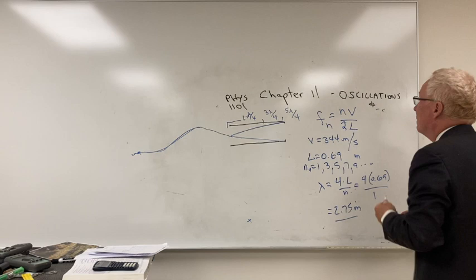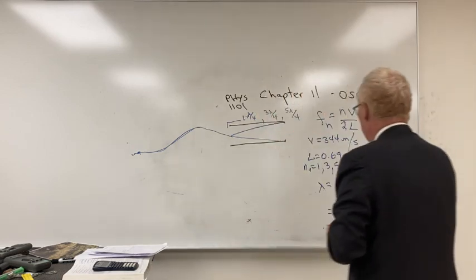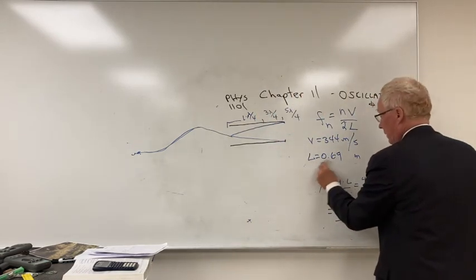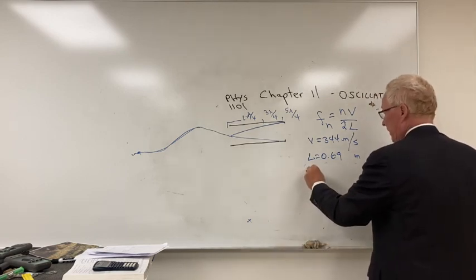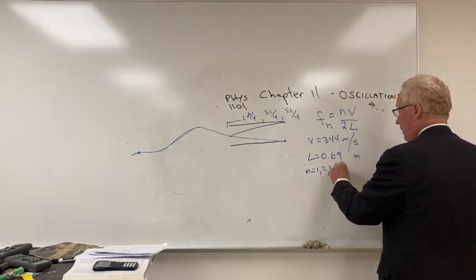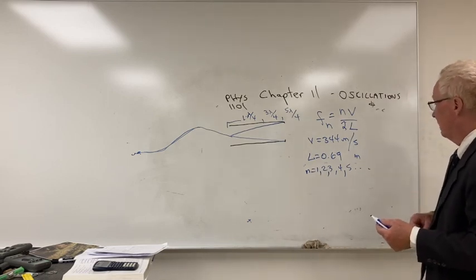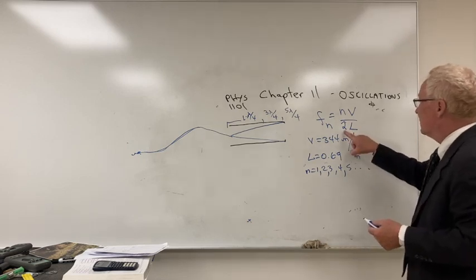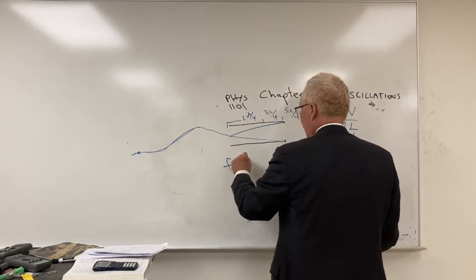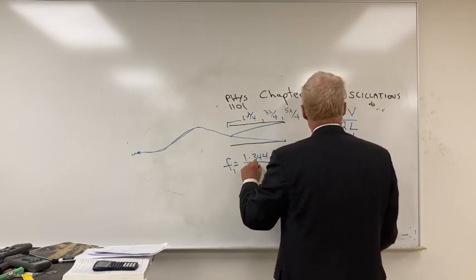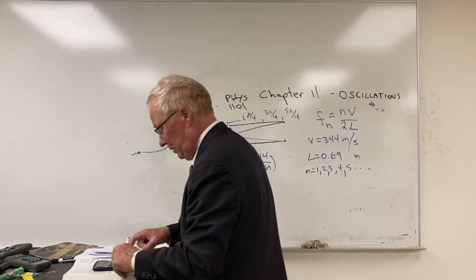It's going to be nv over 2L. L is still that, but because we have an open tube, we actually get all the modes. So n can be 1, 2, 3, 4, 5, and so on. So for n equals 1, now instead of 4, we have 2. So f of 1 is going to be 1 × 344 over 2 × 0.69.